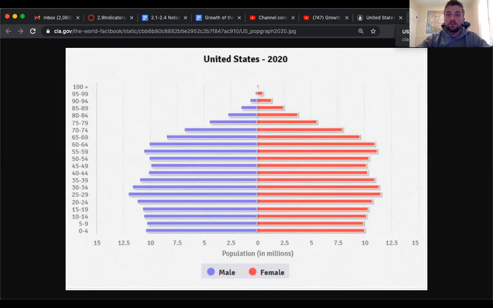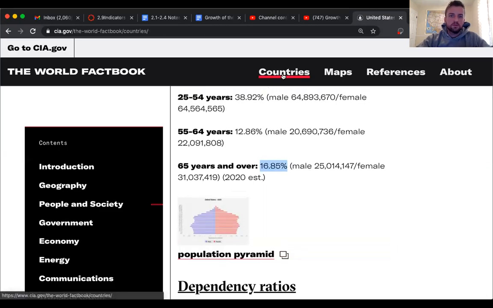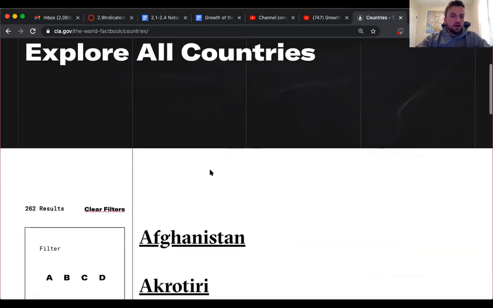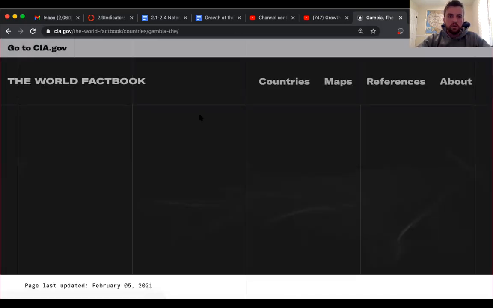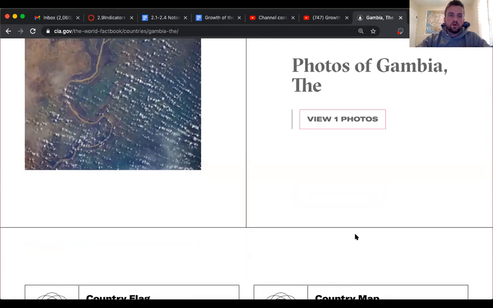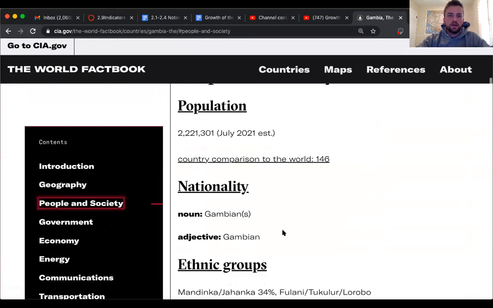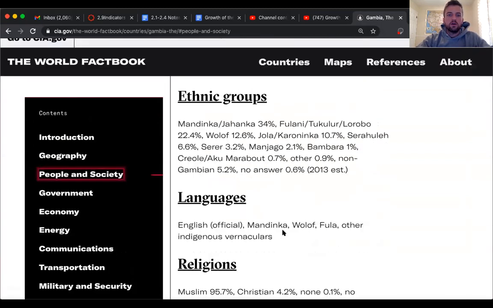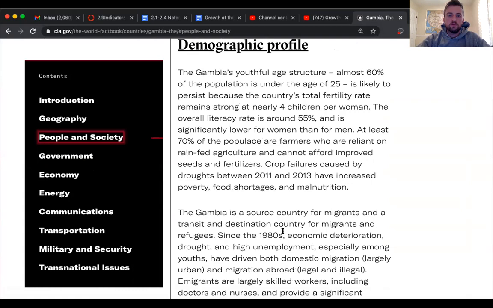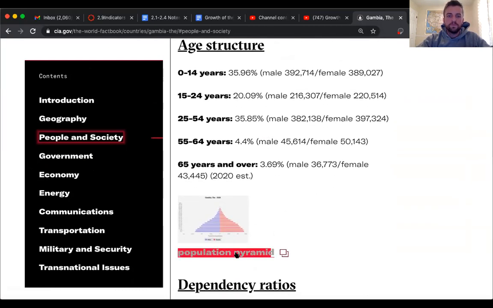And the one that's mentioned in your book is the Gambia. So let's keep that there. Let's go find the Gambia and go to countries. The Gambia begins with a G. There we go. All right, so same thing. Thank you, CIA website. Population is 2 million. Breakdown of the ethnic groups, demographic profile. All right, so here we go.